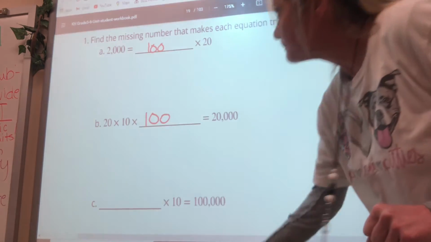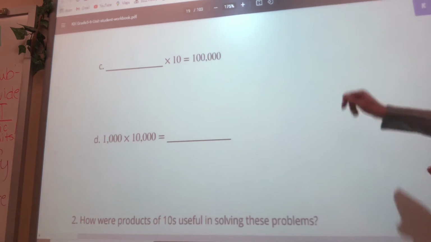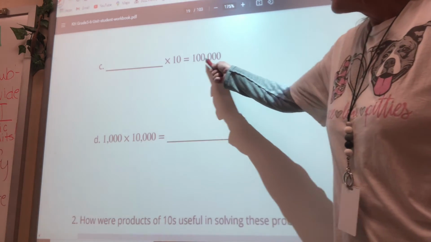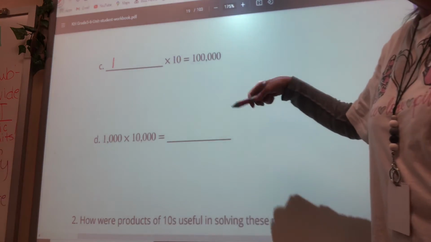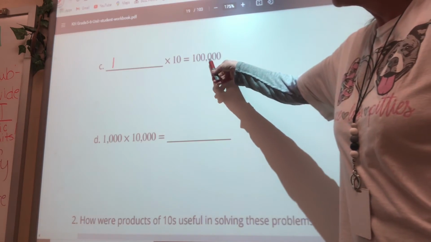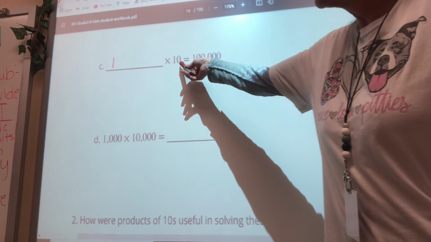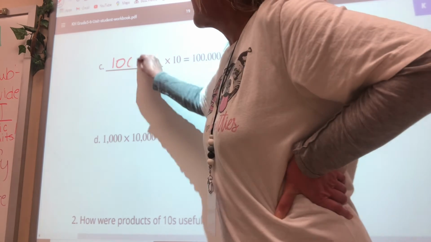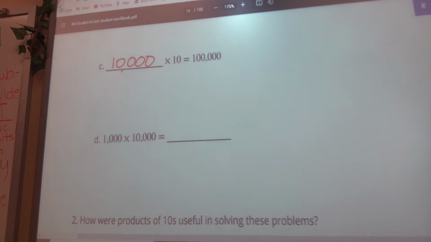On C. Okay, I've already got the 1 taken care of, so I know that's just going to be a 1. My answer has 1, 2, 3, 4, 5 multiples of 10, but my problem's only taken care of 1 of those, so I know that I still have to take care of 4 multiples of 10.